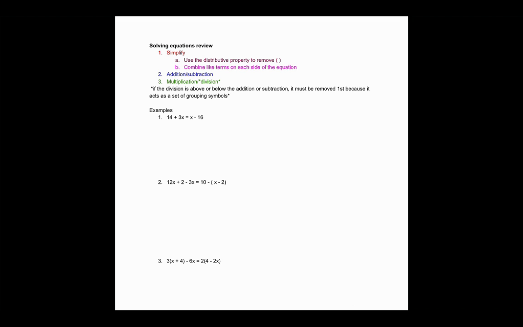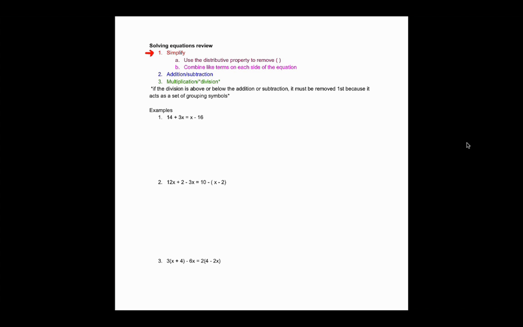So we're going to be working in section 1.2, but we're going to need to review some steps for solving equations from Algebra 1. When you're working with solving equations, your first step in the process is to simplify the equation.